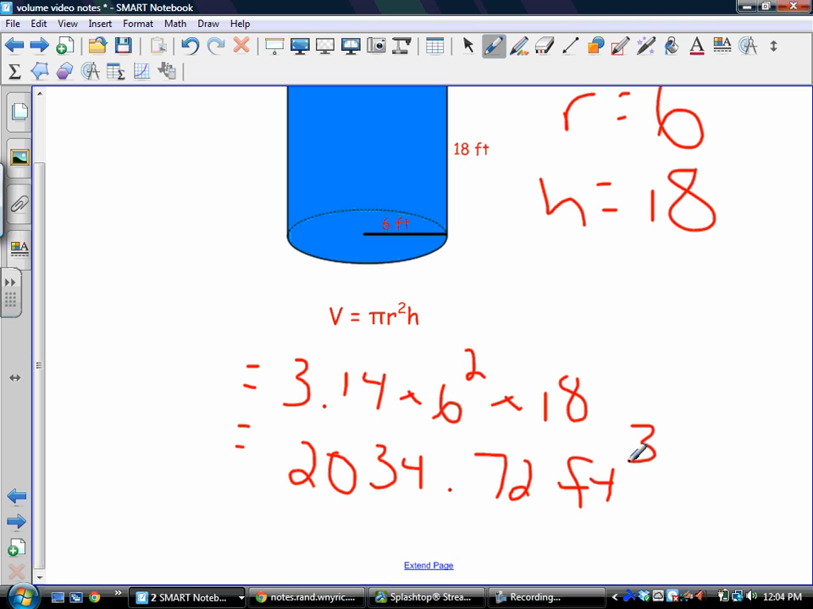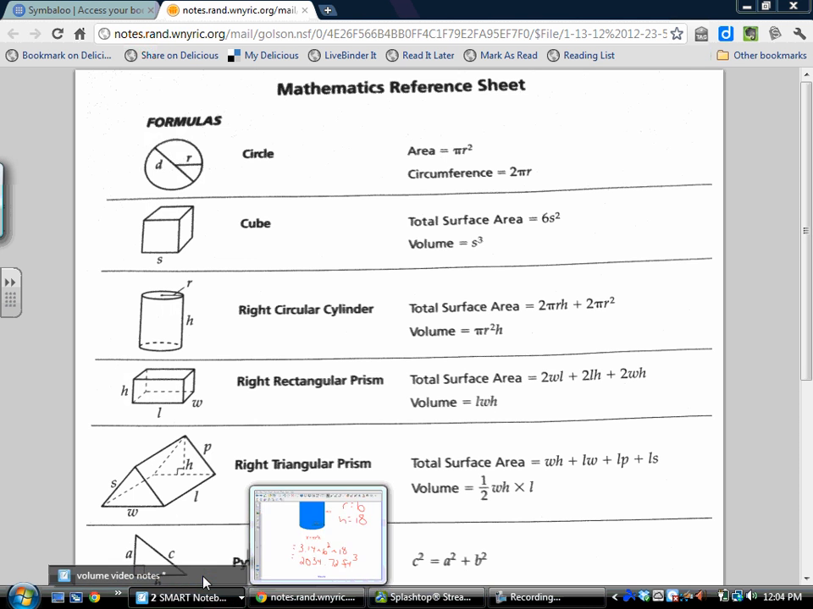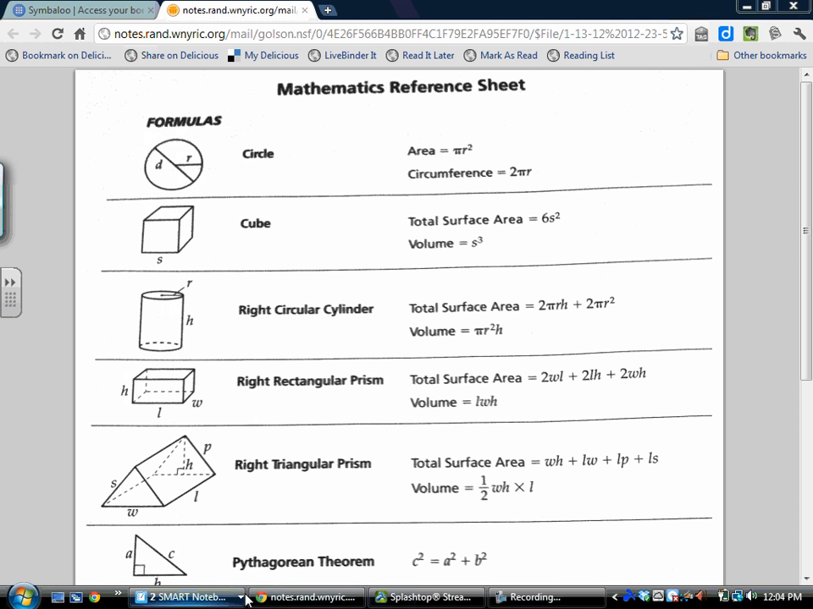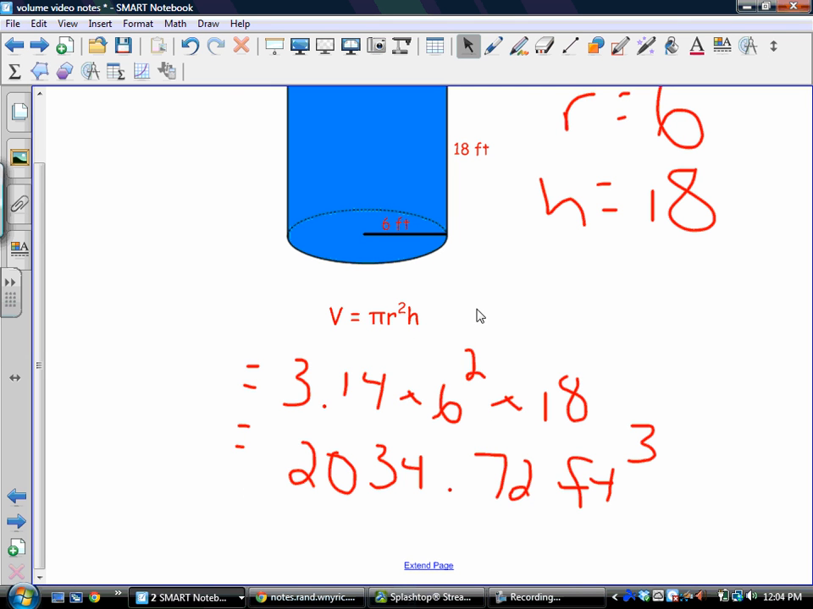So again, just a reminder, all you're going to do every time, go to your reference table, find your formula, whether you're doing surface area or volume, find the formula, match up the picture they've given you with the one in your problem, write down what each variable is, then just plug them into the formula, use your calculator. It's that simple.